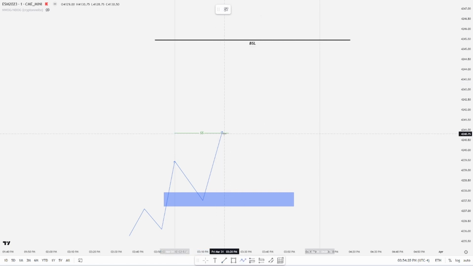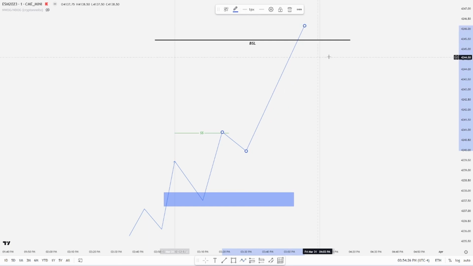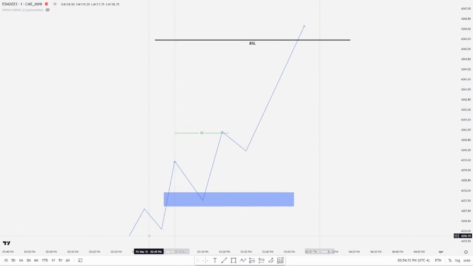The rest of your position should be held at least till 10:10 to reach your overall target, and that's where you can exit. And then if we look at the sell model, it should just be the complete opposite of that.